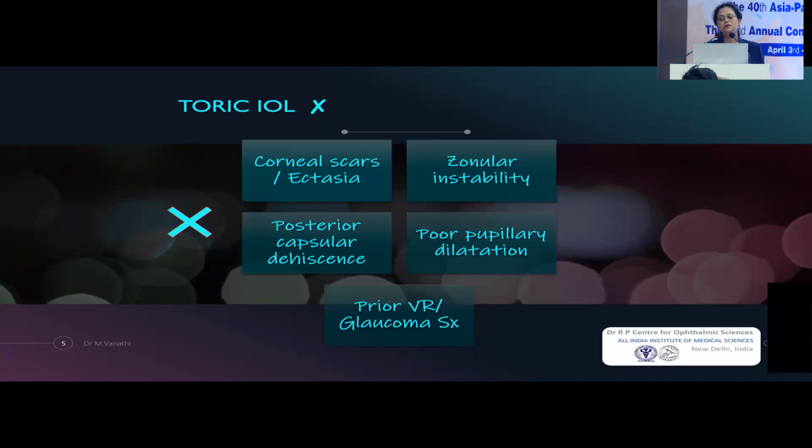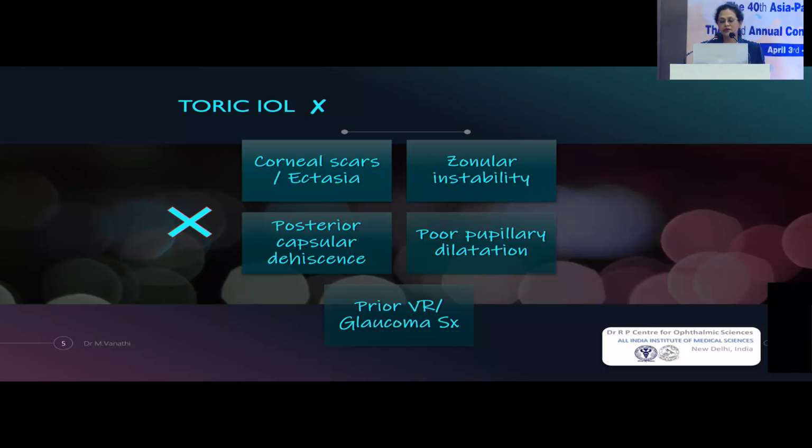So the first is to know where you would not want to use toric IOLs. Corneas which have been altered by scars, corneas which have ectasias, post-LASIK corneas where the irregular astigmatism quotient is higher, these are not corneas which would be befitting toric IOL implantation. Eyes with zonular instability, for the simple reason that rotating the IOLs in the bag, which probably compromises the bag status, is again a no-no for implanting toric IOLs.